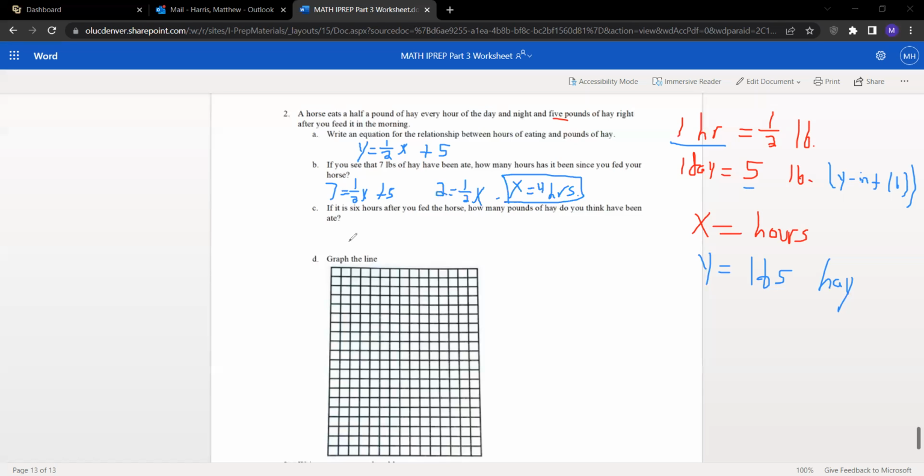So the other way around, if it's been 6 hours after you fed the horse, how many pounds of hay do you think have been eaten? This time we plug in hours, right? So y is equal to 1/2 in 6 hours plus 5. 1/2 of 6 is 3. 3 plus 5 is 8. So y is equal to 8. If it's been 6 hours, 8 pounds of hay have most likely been eaten.